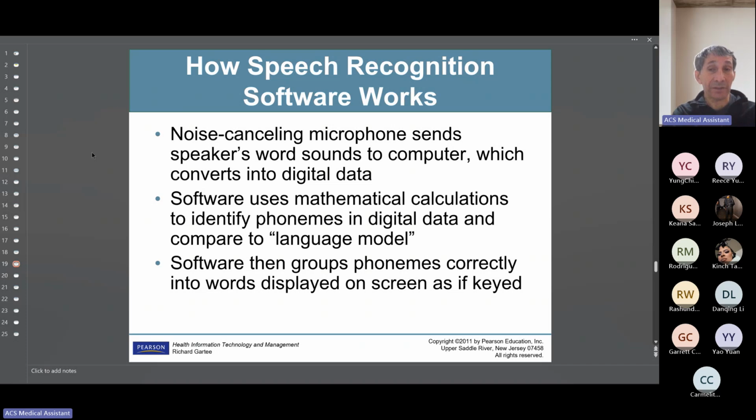But now you have an idea how the speech recognition software works. So our phones have it right now. For the medical, it's the same. You're just talking and it's typing in the system. Easy.